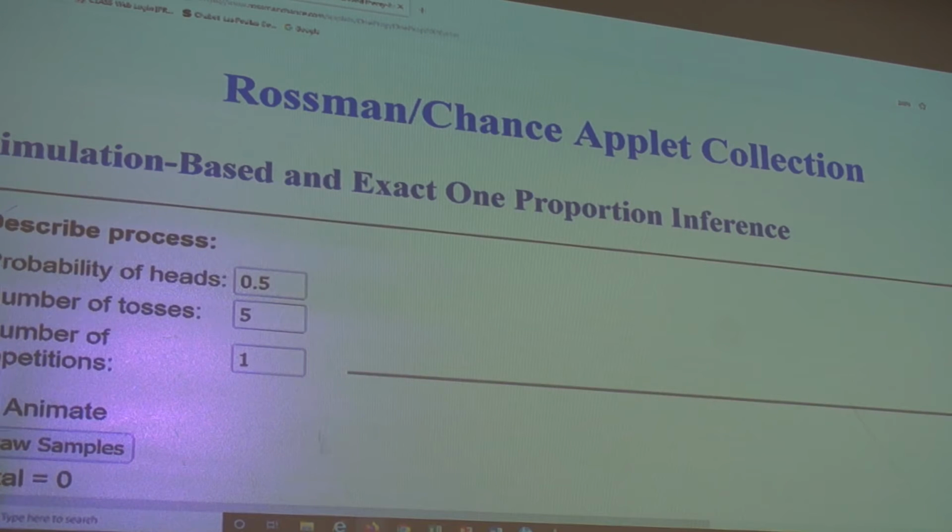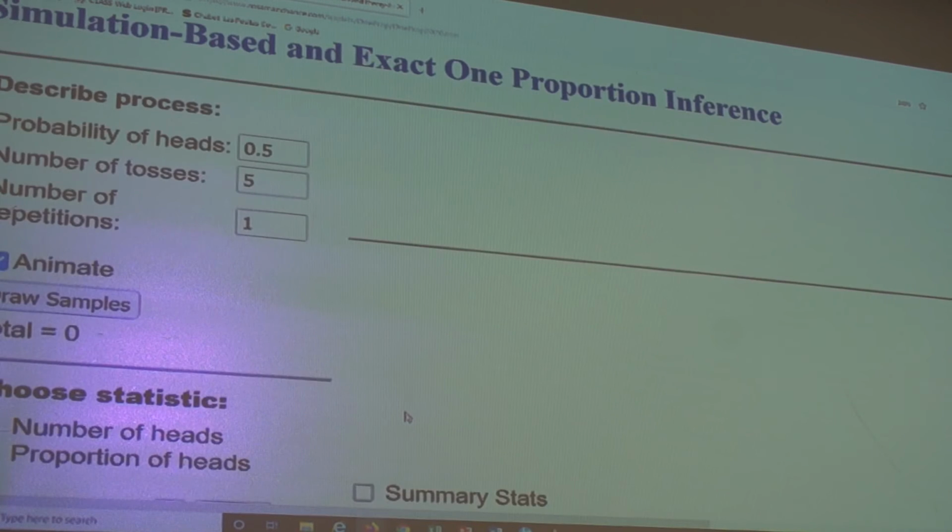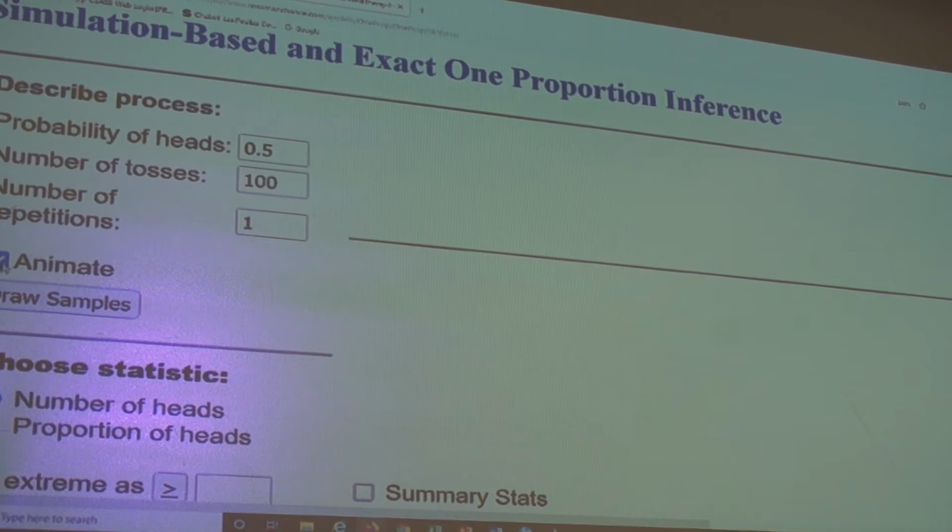All right, good. So we're going to flip a coin. Probability of heads is 50%. How many times are we each flipping it? 100. So change this to 100. Everybody on board? This should be 100. Now I would unclick the animate option, because otherwise it's going to take longer.